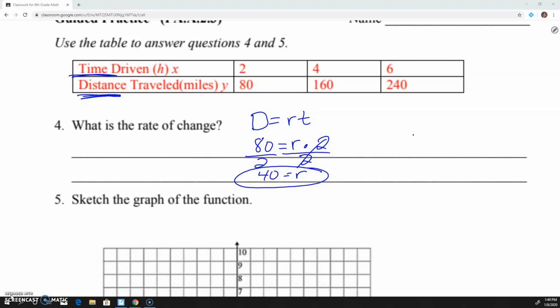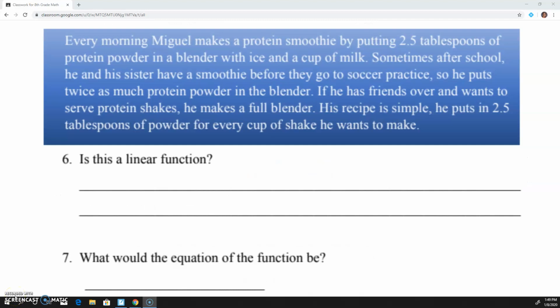Okay. Every morning, Miguel makes a protein smoothie by putting 2.5 tablespoons of protein powder in a blender with ice and a cup of milk. So, to make 1 serving, he used 2.5 tablespoons. Sometimes after school, he and his sister have a smoothie before they go to soccer practice. So he uses twice as much protein powder in the blender. So for 2 servings, what's twice as much? 5.